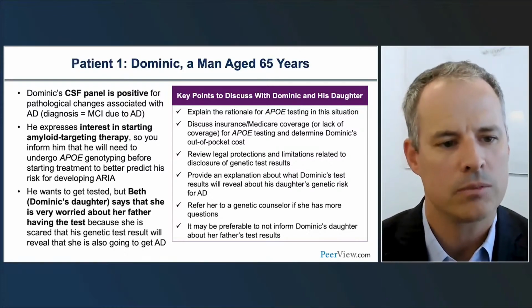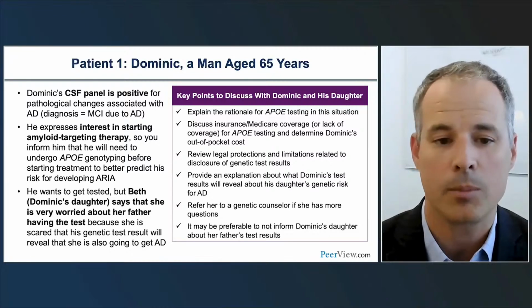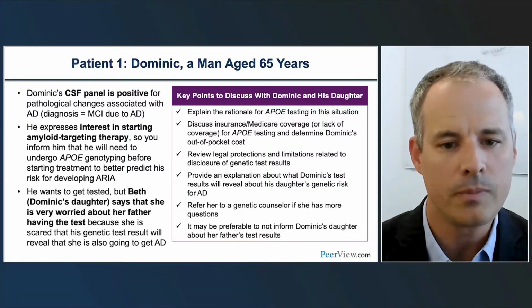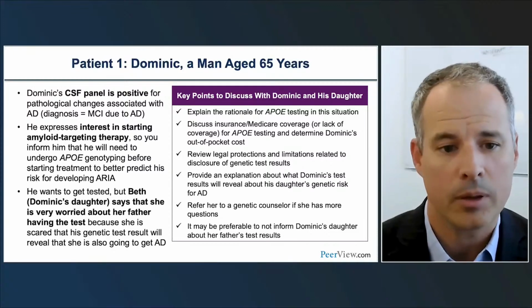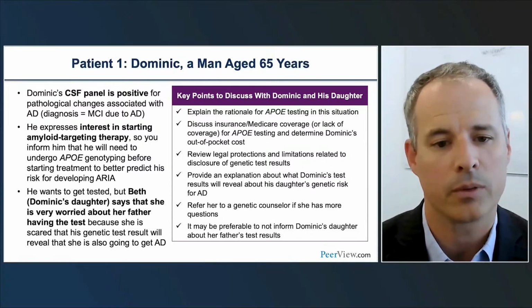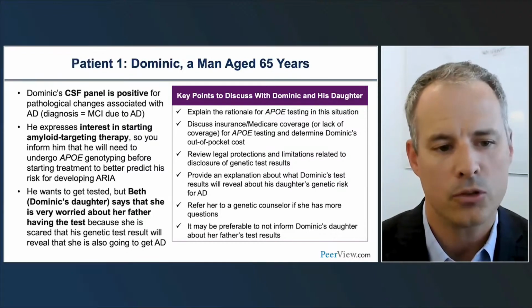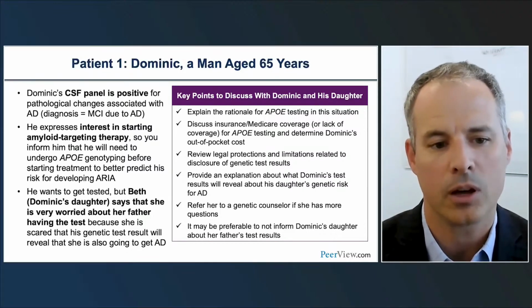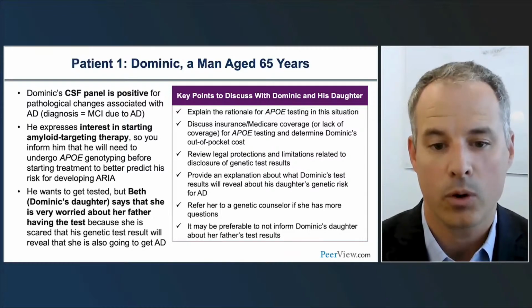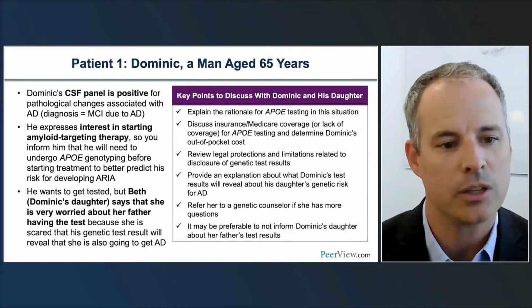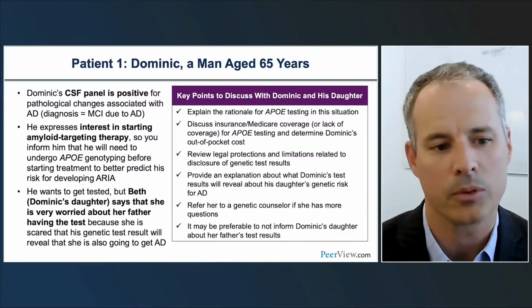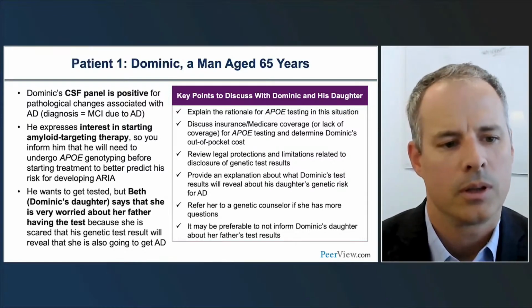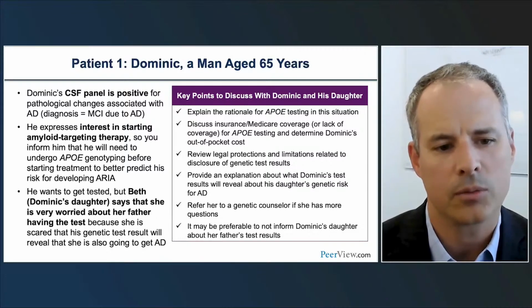After some discussion, he expresses interest in amyloid-targeted therapies, and he's told that he needs to undergo ApoE genotyping to predict his risk of developing ARIA. He is interested in this, wants to get testing, but his daughter, Beth, is very worried about her father having the test because she is scared that this genetic test will reveal that she is also going to get Alzheimer's disease. And so there's some key points to discuss with Dominic and his daughter.